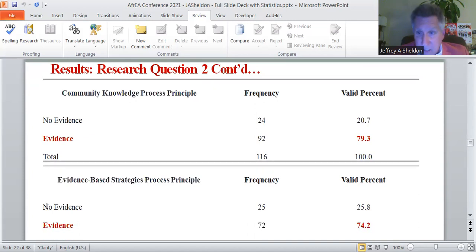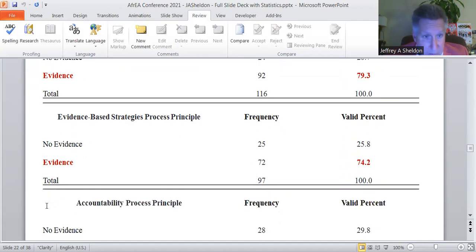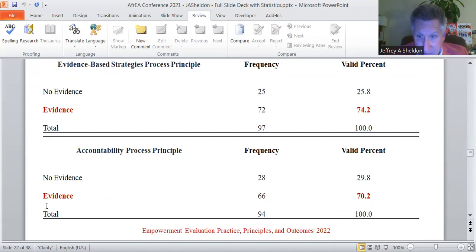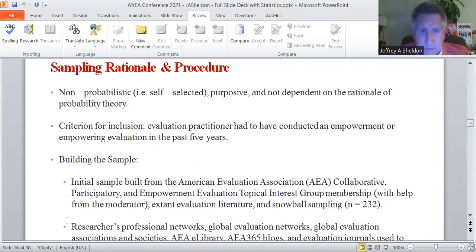Community knowledge process principle, 79.3%, 74.2% evidence-based strategies, and 70.2% accountability process principles. So there's no spacing here.